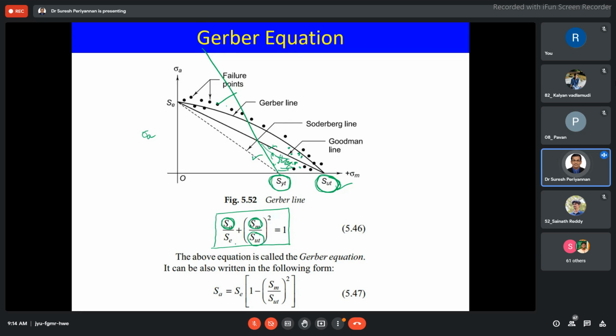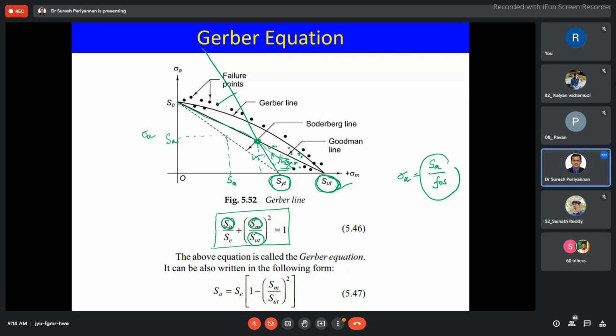Now SA divided by SE plus SM divided by SUT is equal to 1. SM is common for all theories: SM divided by SA, this is SA, this is SM. But when we go for Goodman theory, we design our stress amplitude as SA divided by Fs, the factor of safety. Then it will not go beyond this region, it stays within this Goodman region only. Then the component is under the safe limit.